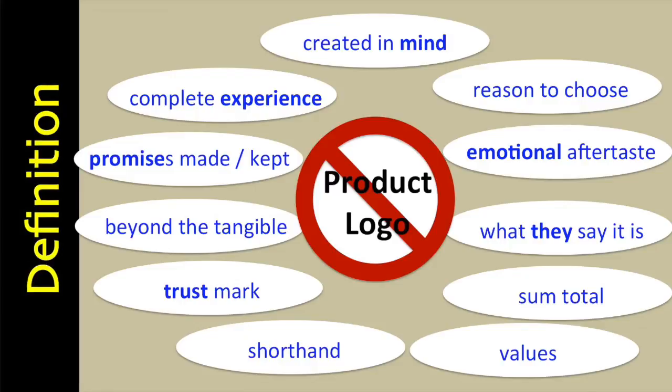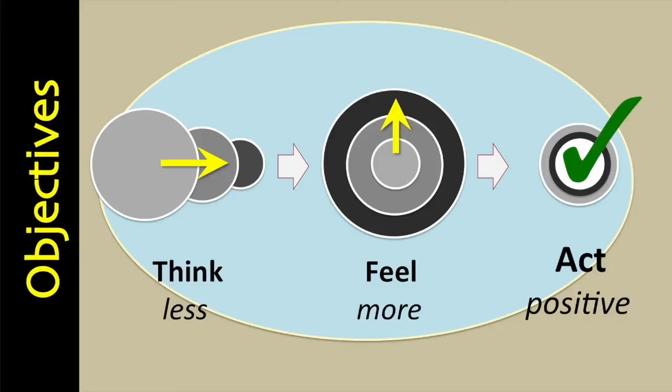Tom Peters says that a brand is a trust mark. It's shorthand. It's a sorting device. Walter Landor says that products are created in the factory, but brands are created in the mind. Jeff Bezos says that your brand is what people say about you when you leave the room. Good brands are those that make people think, feel, and act positively towards your product or service.